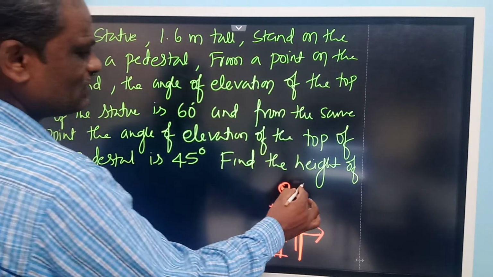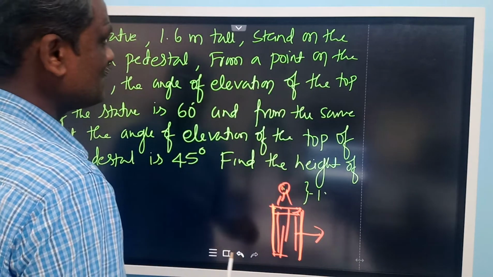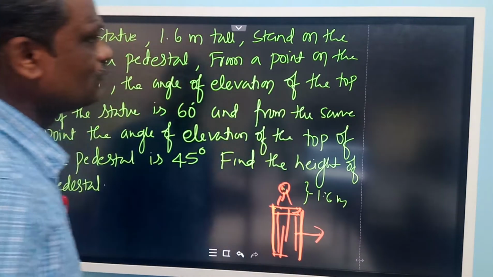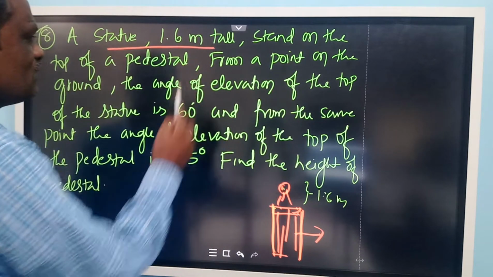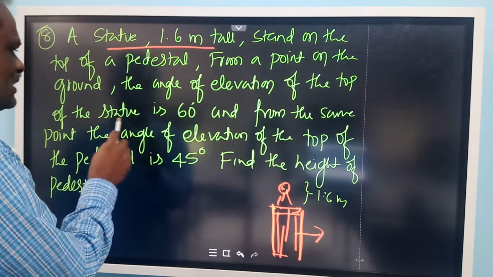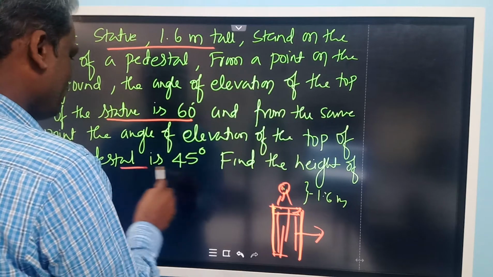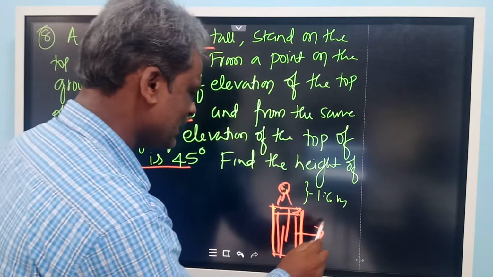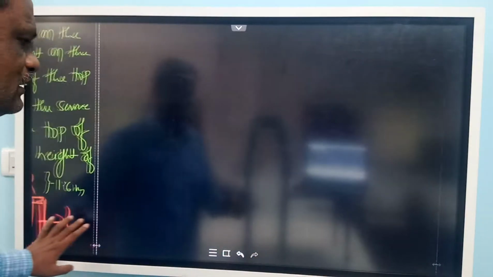So the height of the statue is given, that is a statue of 1.6 meter tall, on the top of the pedestal. Then the angle of elevation of the top of the statue and the angle of elevation of the pedestal, 45 degree, are given. You have to find out the height of the pedestal. So let us draw the diagram with reference to this.